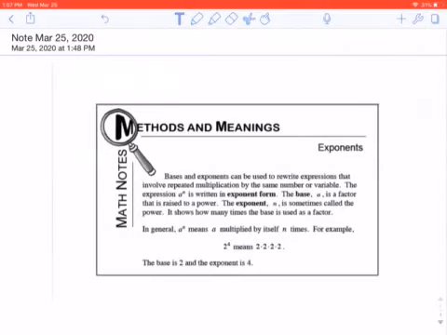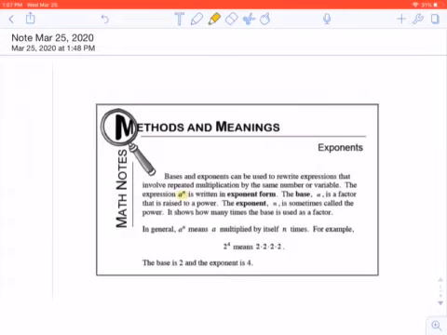All right, the first thing we're going to take a look at today is this toolkit entry called Exponents. It says bases and exponents can be used to rewrite expressions that involve repeated multiplication by the same number or variable. The expression a to the n is written in exponent form.